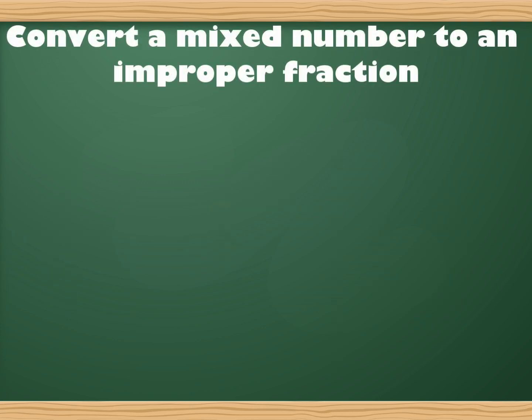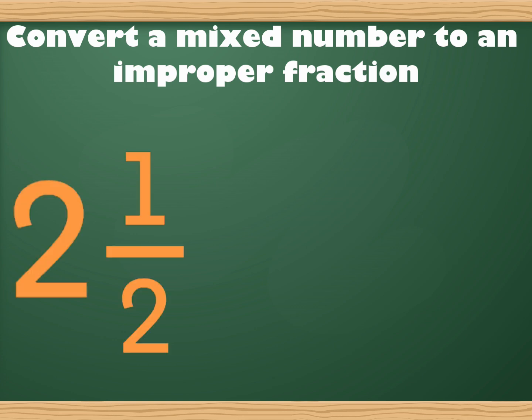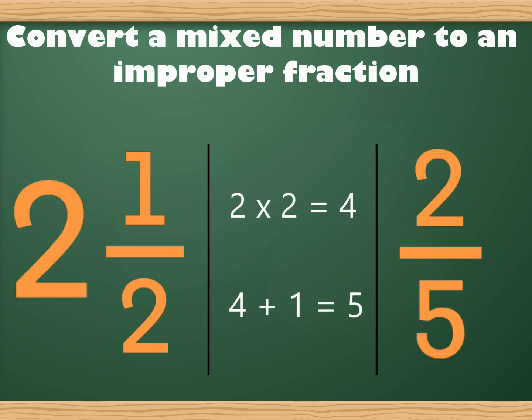Now, let's convert a mixed number to an improper fraction. Take 2 1/2. Multiply the whole number by the denominator. 2 times 2 is equal to 4, and add the numerator, 4 plus 1 is equal to 5. So, 2 1/2 becomes 5/2.